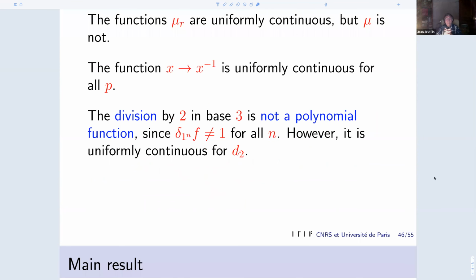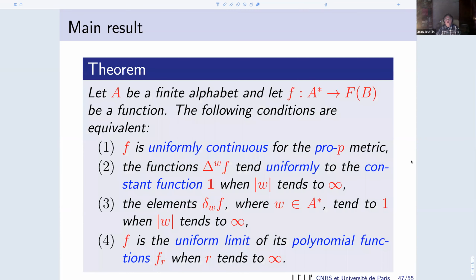So now we are ready to state the main result, and there's this first version, which is really similar to the version in the commutative case. You consider a function from A star to G, where A is a finite alphabet. And there are four equivalent conditions. F is uniformly continuous for the pro-p metric. The function delta W F tends uniformly to the constant function 1. The lowercase delta W F tends to 1, where the length of W tends to infinity. And F is the uniform limit of its polynomial functions F_R, where R tends to infinity. So that's exactly the same.